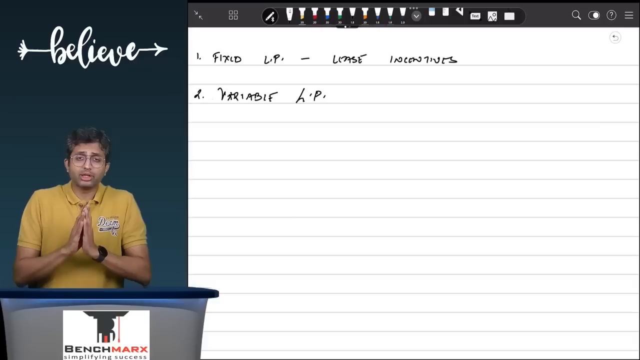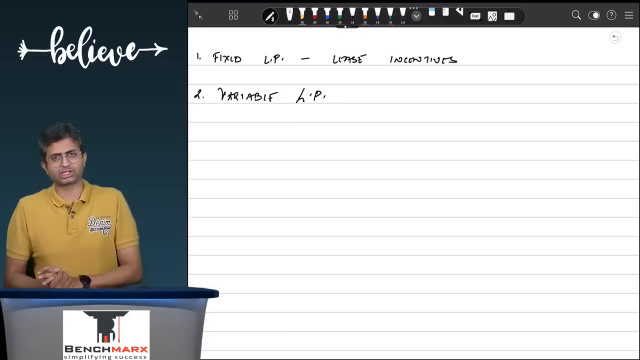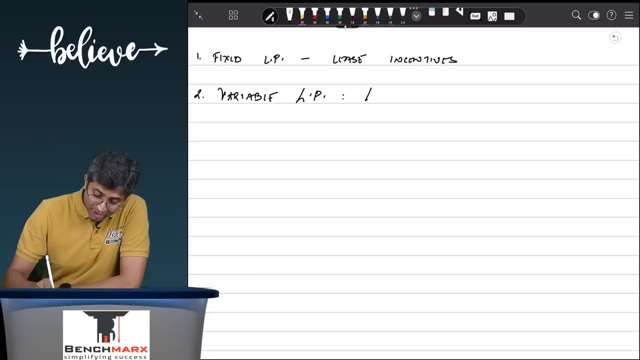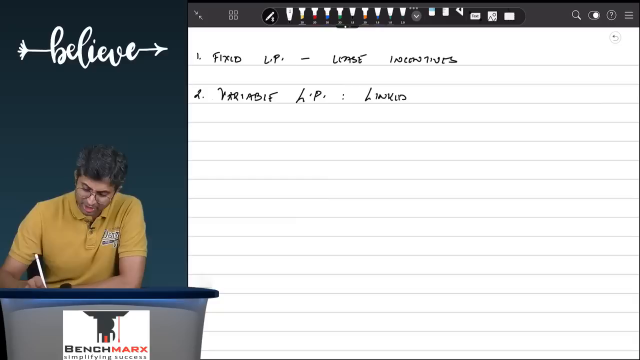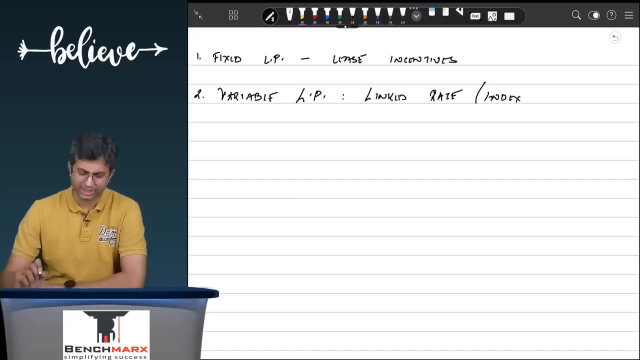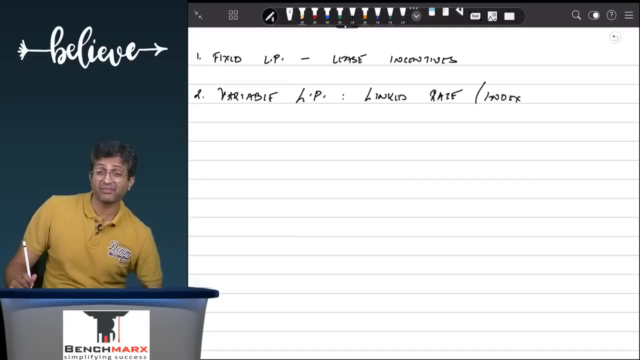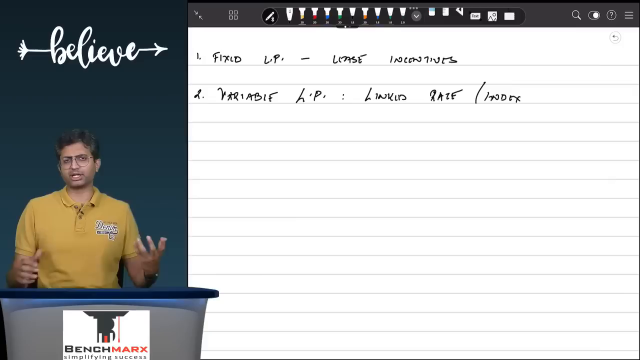Variable lease payments which are linked to a rate or index, like the LIBOR, the RBI rate or the SBI rate, or the inflation rate, or an index like the wholesale price index or the consumer price index, will be considered in your lease payment calculation. However, if variable payments are linked to other factors like sales, they are still lease payments, but they will not go into the lease liability or the ROU asset determination. They will be recorded in the P&L as and when they are incurred.